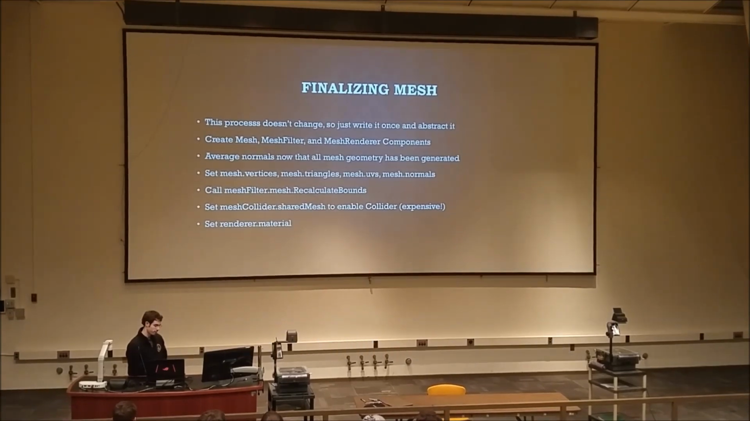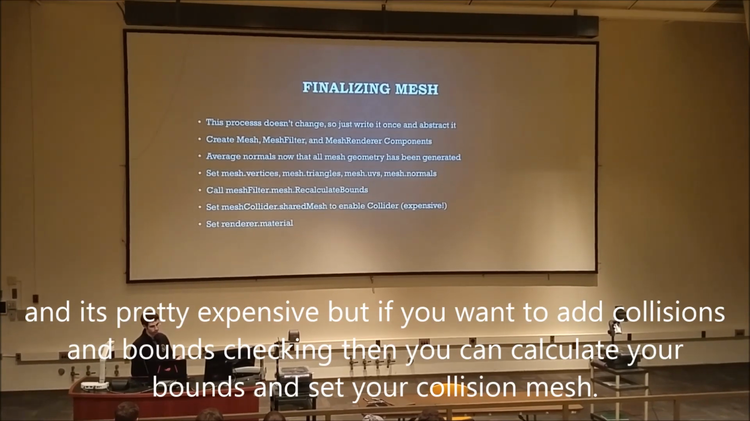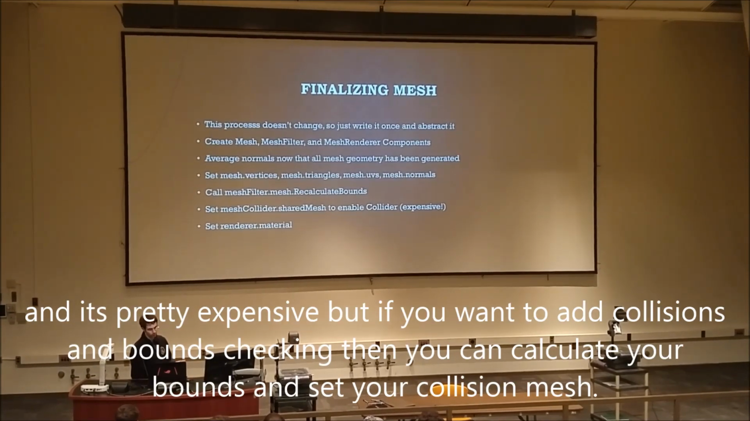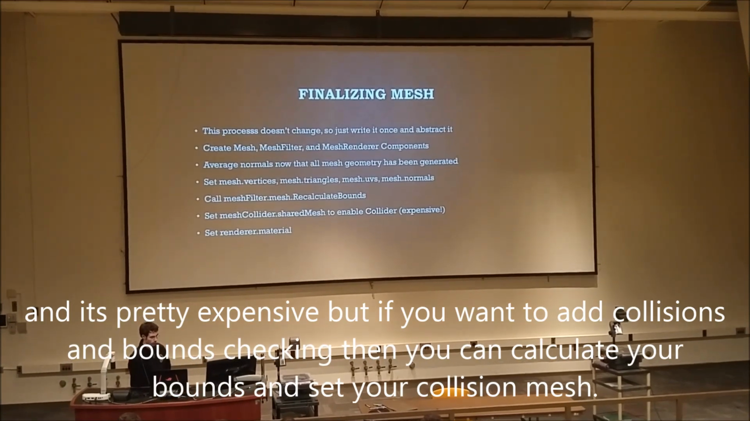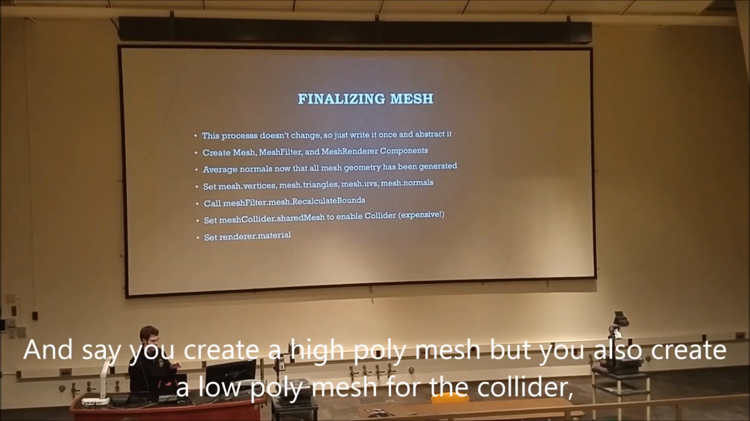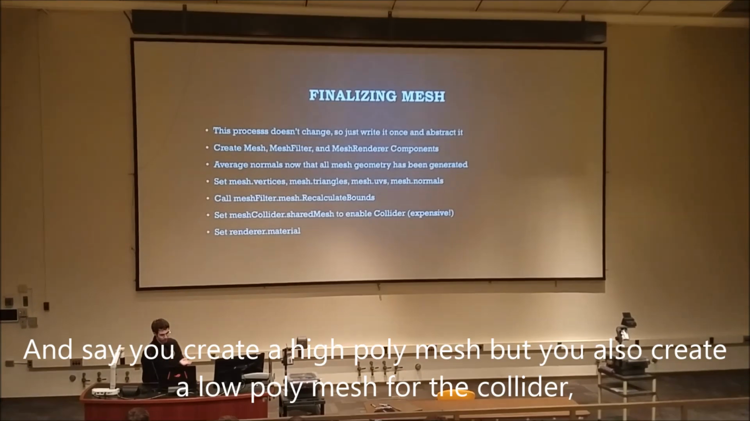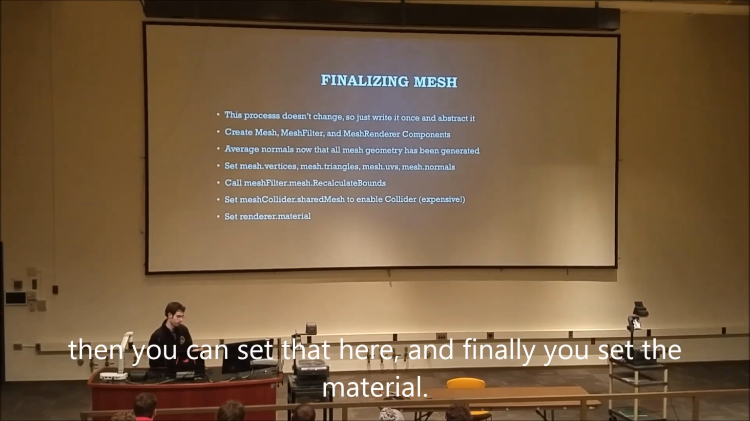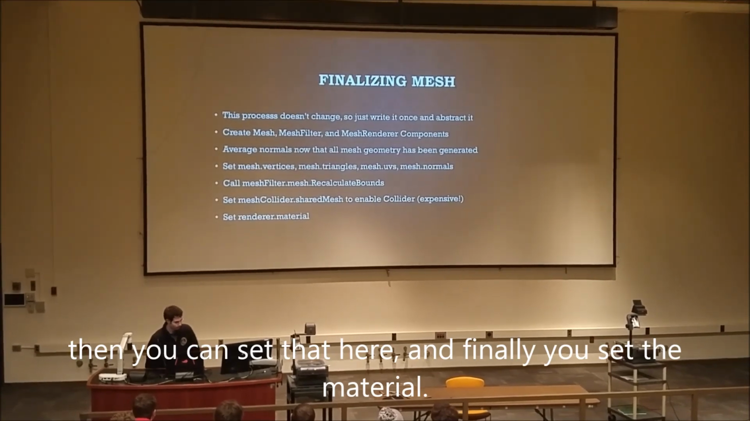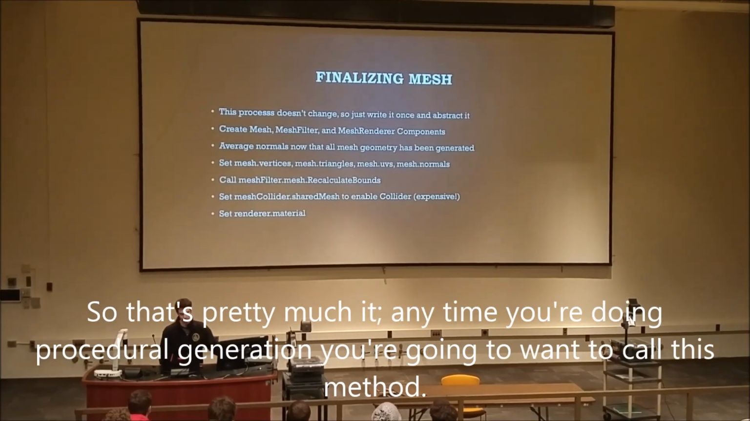And it's pretty expensive, but if you want to have accurate collision, then you calculate your normals and your collider mesh. And say you create a high poly mesh, then you also need a low poly mesh for the collider. And you set your material here. And so, yeah, that's pretty much anytime you can procedurally generate information.